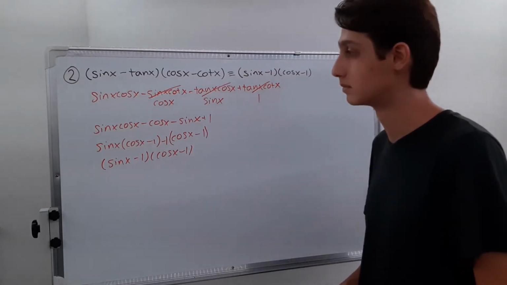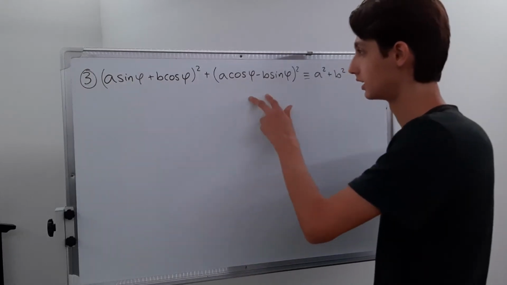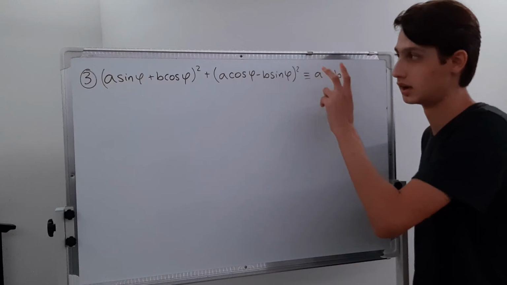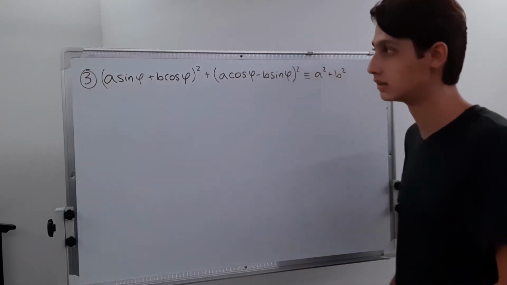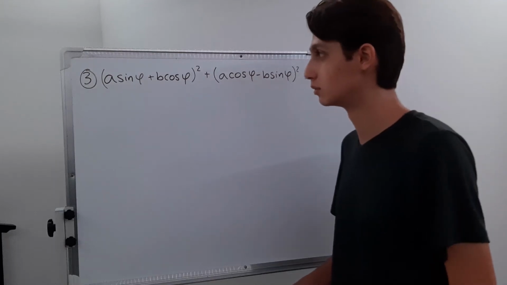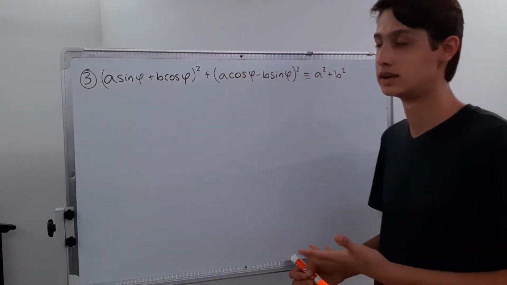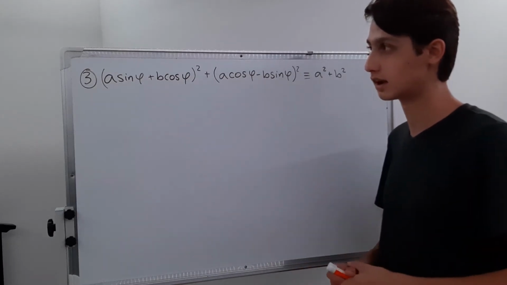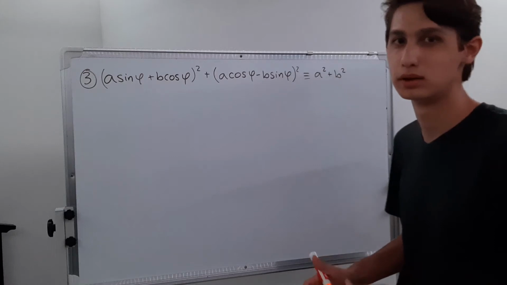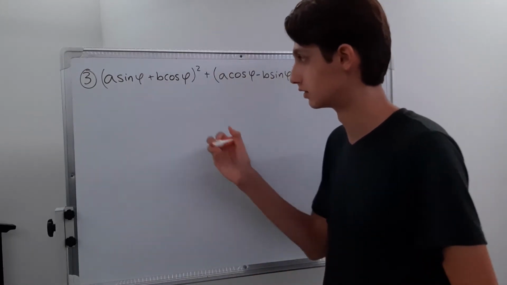Alright, so for number 3, we are taking this expression, adding it to this expression, and we should get a squared plus b squared. And we're using phi instead of x now. So what can we do? Well, we can actually just distribute everything, and it's a lot, but it will eventually cancel out. There aren't really many steps with this, so it'll be pretty quick. So let's just write it all out.